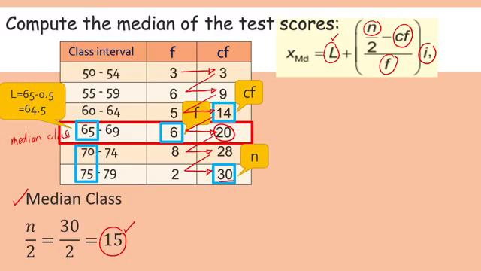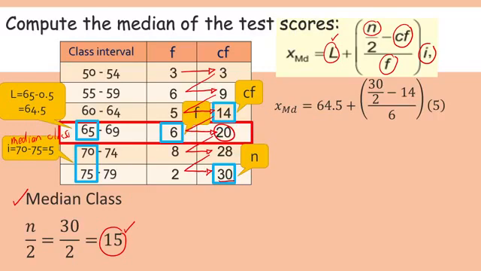How much is 75 minus 70? 5. There you go. The I or the class size is 5. So what we identified in our table, we substitute in our formula. So our lower boundary is 64.5, correct? Our N is 30, correct? Our CF is 14, correct? Our F is 6, that's correct. Our I is 5, that's also correct. So we substituted correctly.